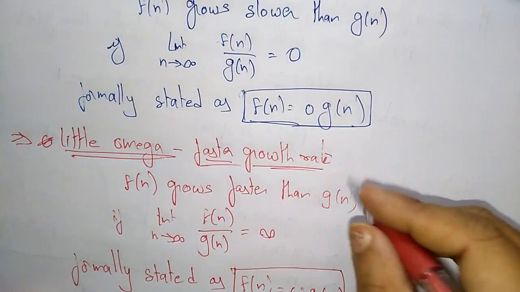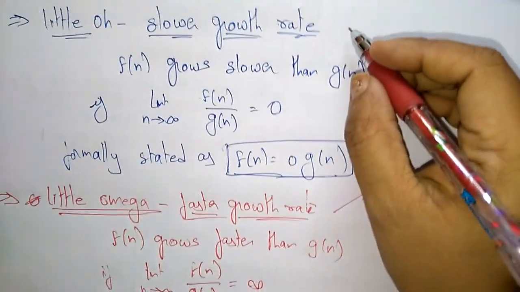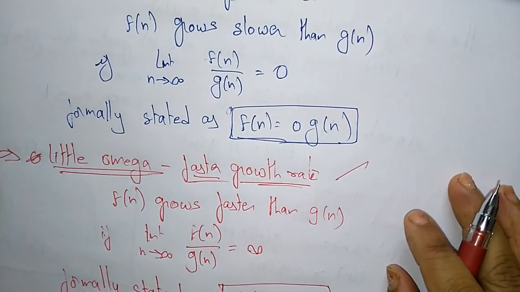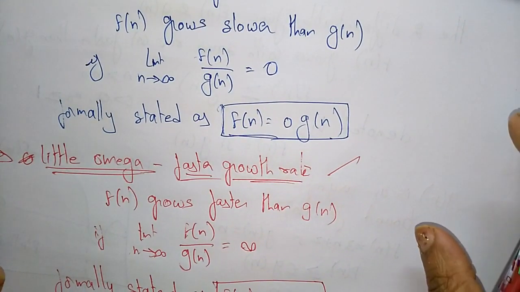So little omega is always a faster growth rate and little o is a slower growth rate. So this is about the different asymptotic notations.